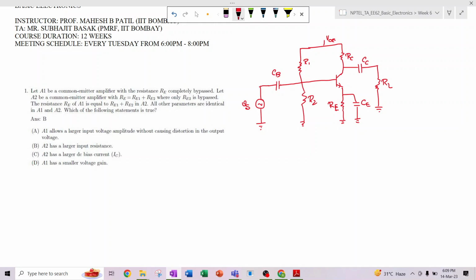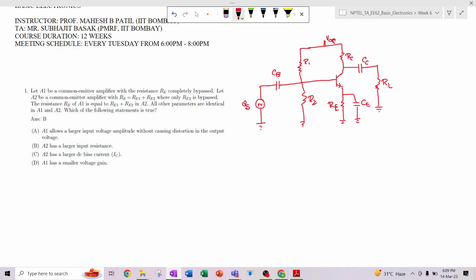Because of RE, the small signal gain becomes less. So to avoid that, we use this bypass capacitor, so that the entire small signal VB can come across this side, and there will be no drop in the RE, and as a result we can have a larger amount of gain. This is VCC. So this is the basic configuration of a common emitter amplifier.